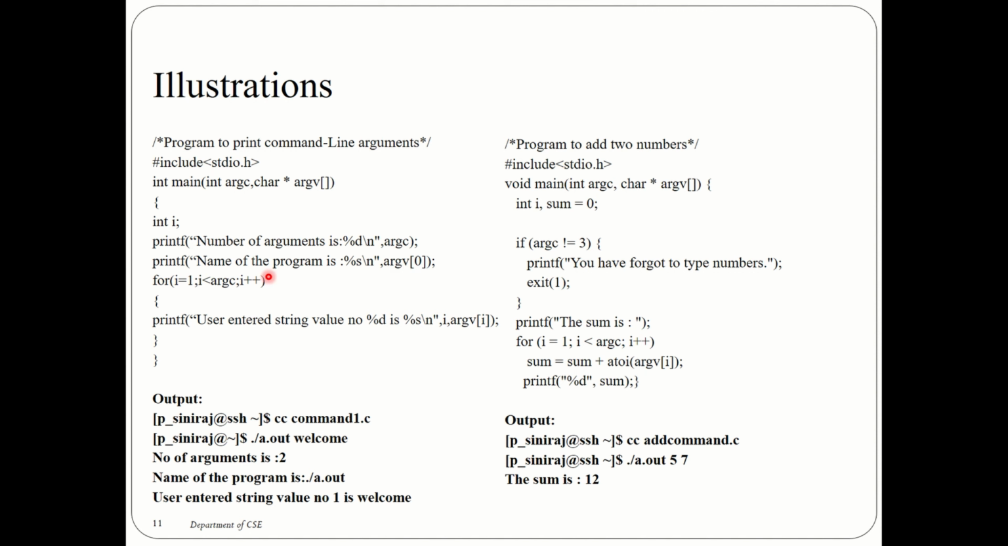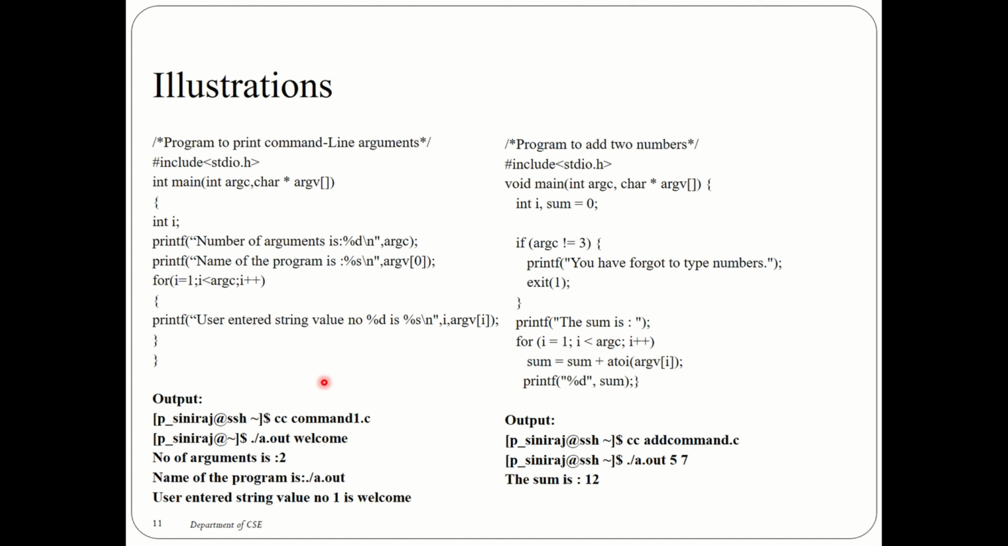Then I have a for loop just to make sure that all the arguments which I have given are printed. Say I have cc command1.c. So what is command1? Command1 is nothing but the name of the file. Then ./a.out welcome. So how many arguments are there? I have two arguments. First one is argv[0], this is argv[1]. So I have 2 arguments, so my argc will be printed as 2.